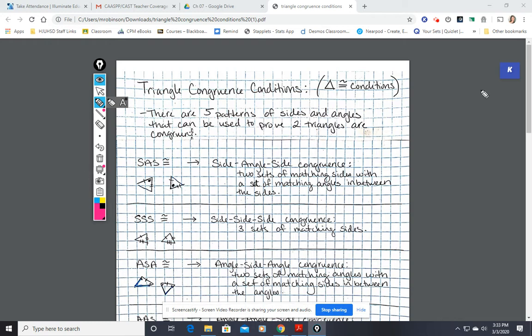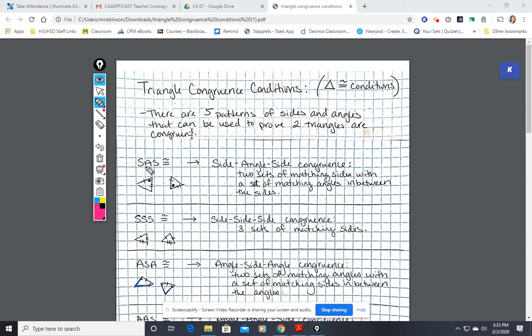Every time you see an S, it stands for a side. Every time you see an A, it stands for an angle. So our first condition is called side angle side congruence, and it's abbreviated with an S, A, S, and then our congruence symbol. And what you're looking for is two sets of matching sides with a set of matching angles in between the two sides.